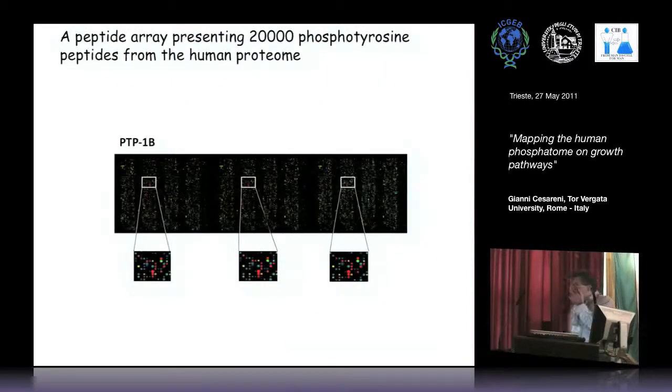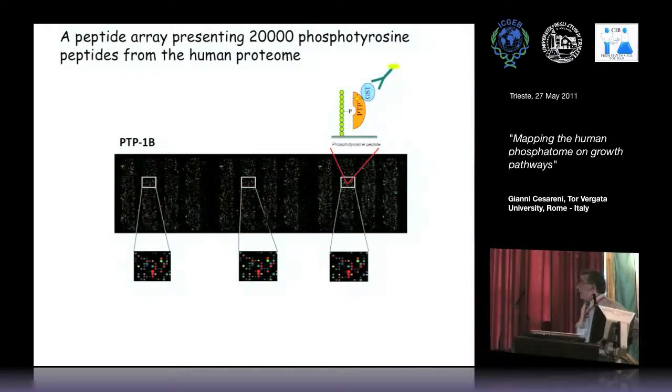So this is a technology that we have developed. We were interested in finding out interactions between proteins and the phosphotyrosine proteome. So what we developed is a chip containing all the phosphotyrosine peptides in the human proteome, I mean, all the ones that were known at the time we started the project. So we have 20,000 phosphotyrosine peptides, and now we can probe these 13-mers centered on phosphorylated tyrosine with any protein that we think could interact with phosphotyrosine.